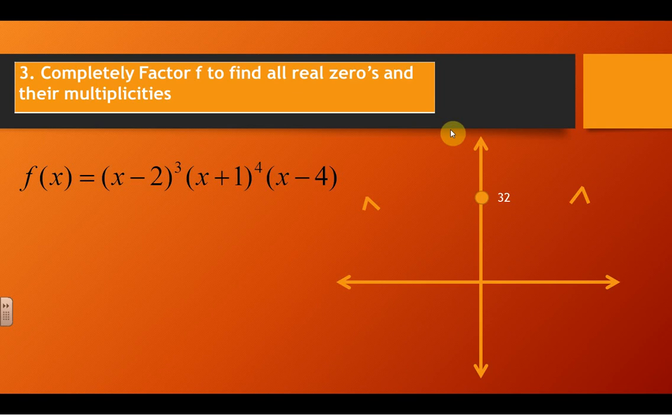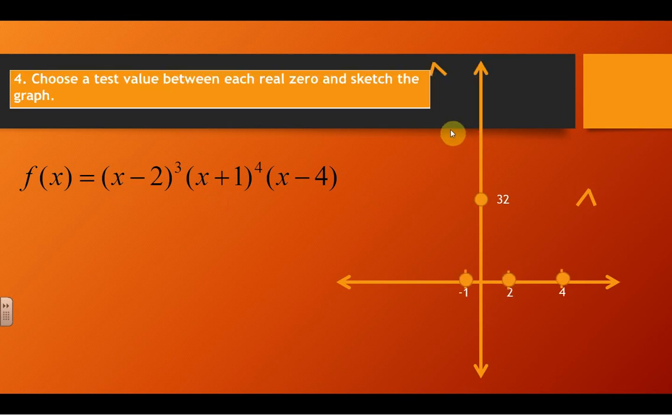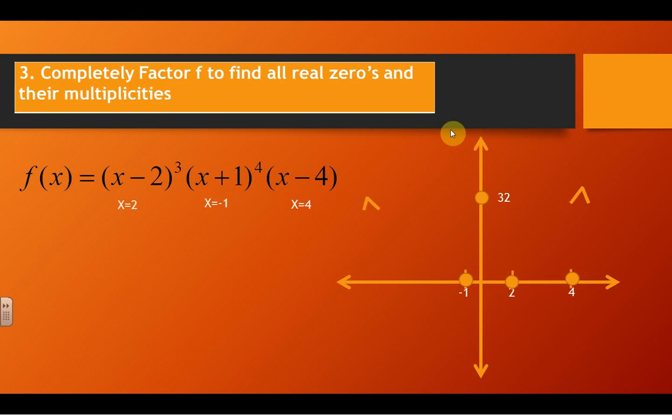Now we're going to completely factor, already done, to find all real zeros and their multiplicities. So x equals 2, x equals -1, x equals 4. The multiplicities are 3, 4, and 1, so we know that we cross, touch, cross.